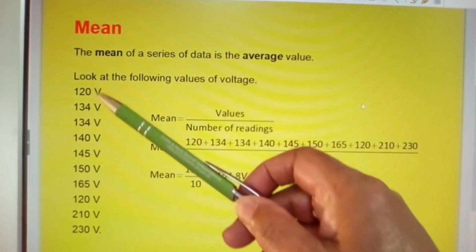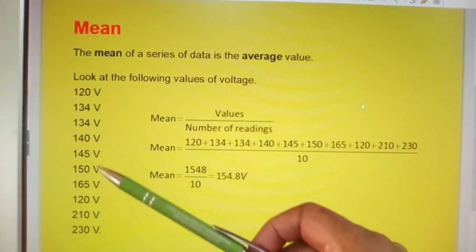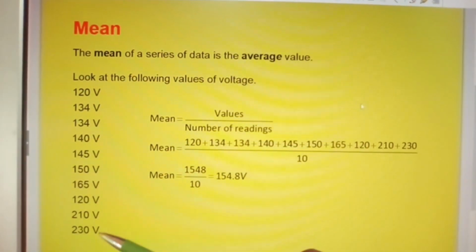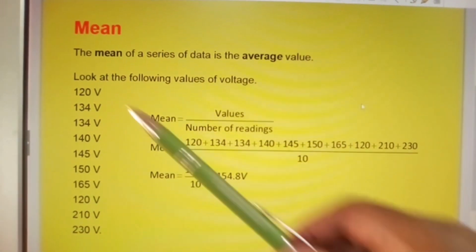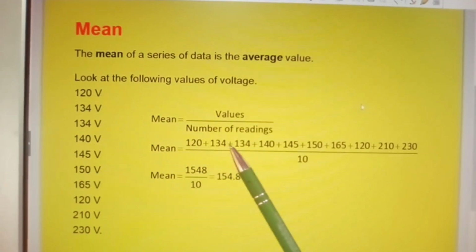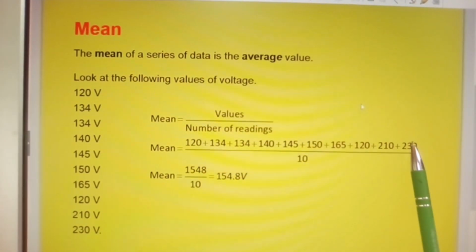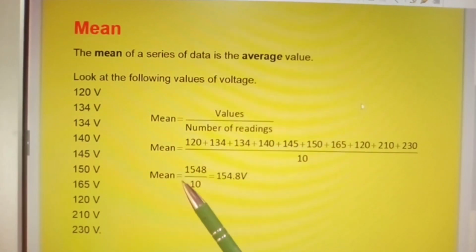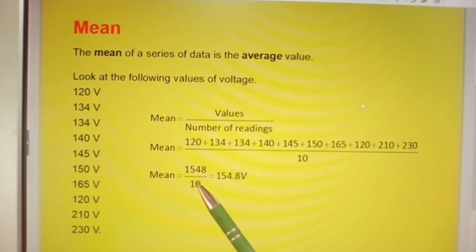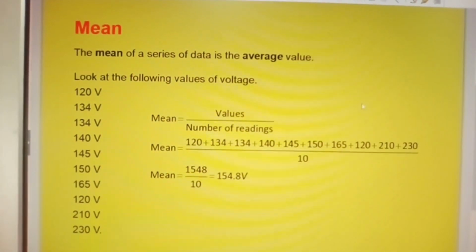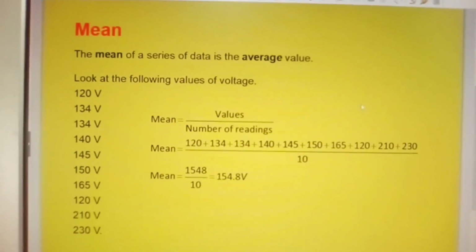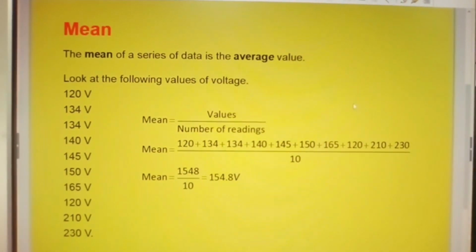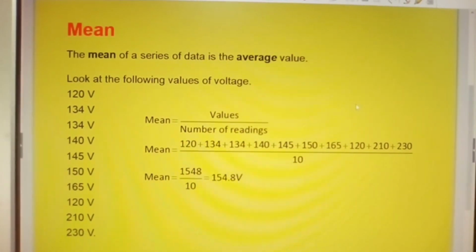So we have 1, 2, 3, 4, 5, 6, 7, 8, 9, 10 readings. Therefore, all these values will be put in place here. They will be added up together, which gives you this figure. Then they'll be divided by 10, which equals 154.8 volts. And that is your mean value in regards to this.